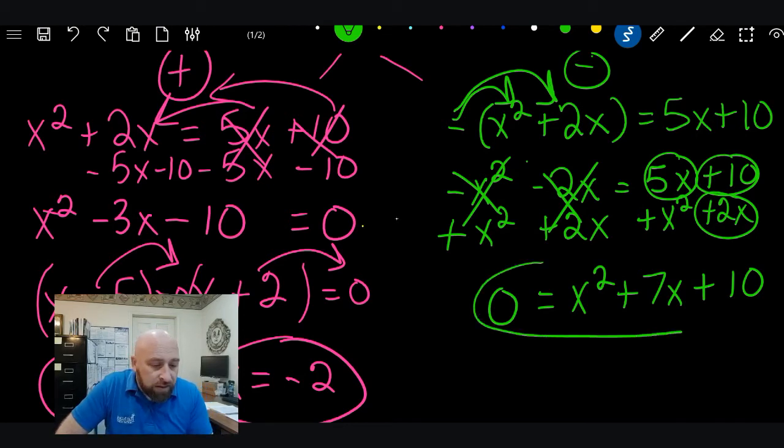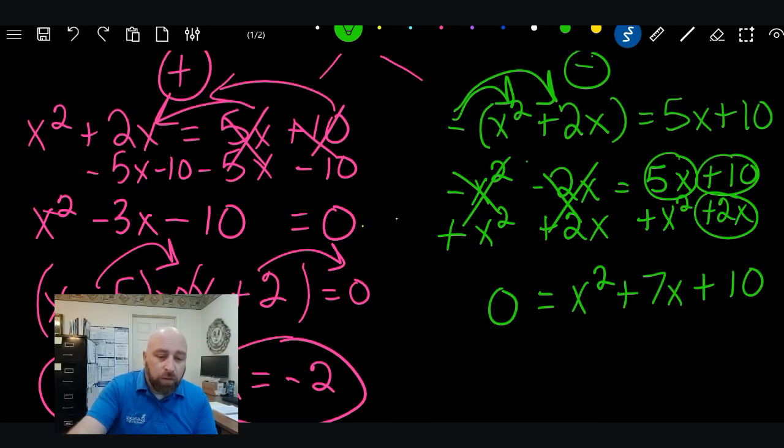Now, one thing that I can do once I get it right here, if I want to, is I can just flip those sides and make it x squared plus 7x plus 10 equals 0. That's fine. I'm not going to do that right now because I'm not obsessive compulsive on that. So I'm just going to leave it alone. It's okay. It's in my brain. I know that it's over there. So now I'm just going to factor it and set it equal to 0.